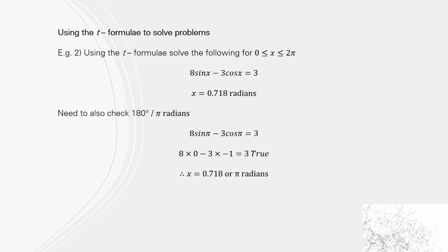So we need to check the 180 or the pi radians. 8 sine pi minus 3 cos pi is 8 times 0 minus 3 times minus 1. That does equal 3. So therefore pi is a solution.